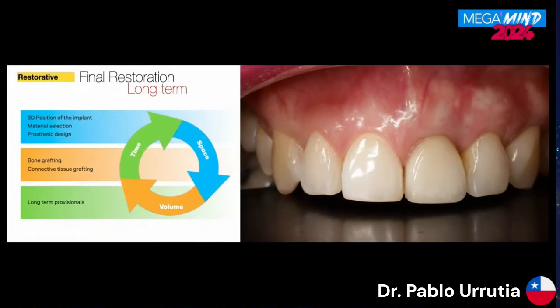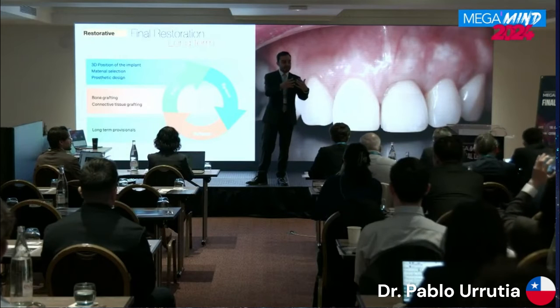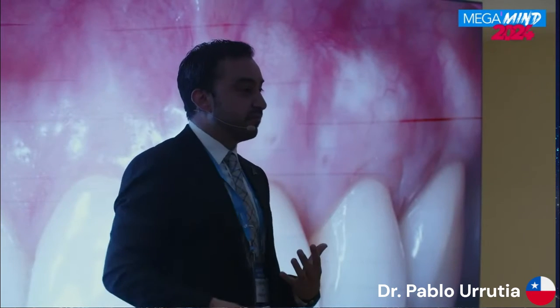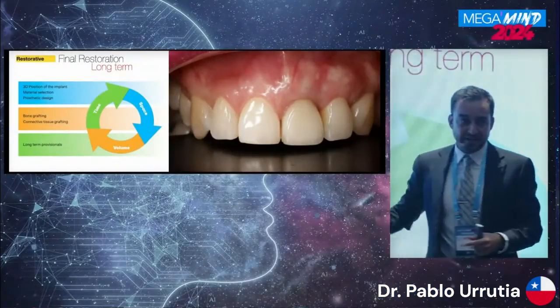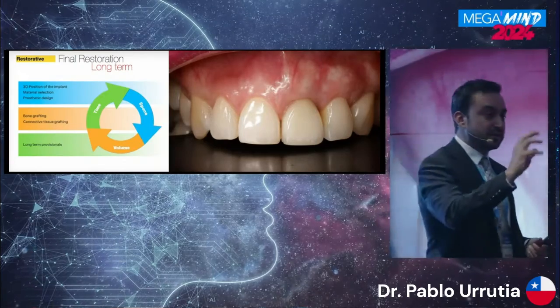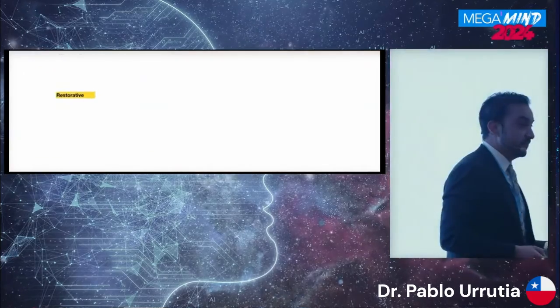This is maybe the summary of what we have to keep in mind with this kind of treatment. Okay, the 3D position is mandatory. The material selection, the bone fill has to be mineralized. I always use allogenic biomaterial because the mineralization of the tissue can support the compression of the flap. Okay, the prosthetic design is important, so the macro and micro design is important, but most important here is the abutment. The abutment and bone grafting, connective tissue, and long-term provisionalization.